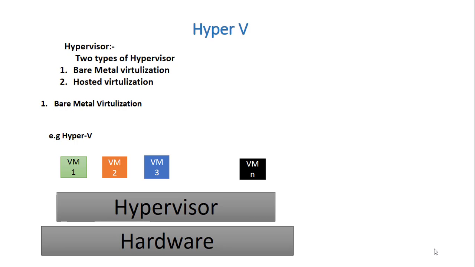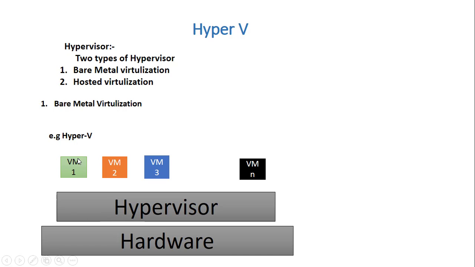Hyper-V is a type of hypervisor. There are two types of hypervisor: bare metal virtualization and hosted virtualization. In bare metal virtualization, the hypervisor is installed directly on the hardware. Then multiple operating systems are installed.